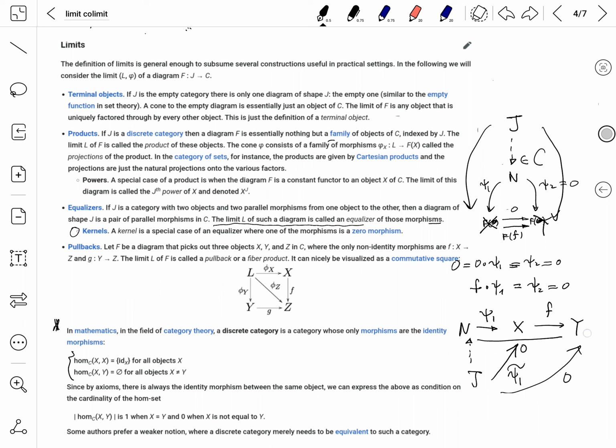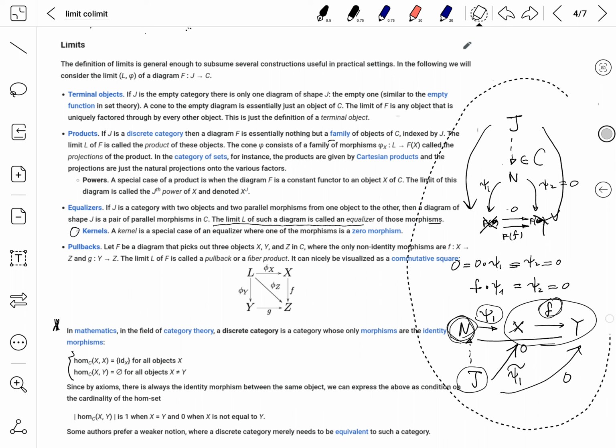This is exactly how we know the universal property of a kernel. You have a morphism F, and if you have an object which maps into X, composition with F equals 0. The universal property says any other object composed with F equals 0 factors through this object. Then this is the kernel.